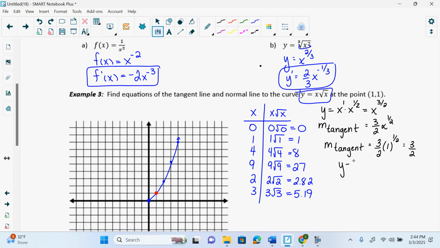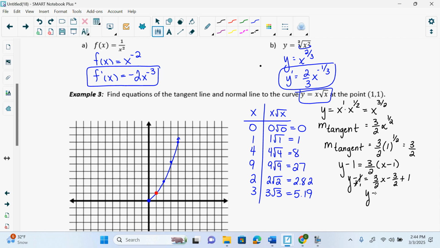y minus y1 equals m times x minus x1. What is m? m is 3 over 2, and x1 is 1. So I'm going to get y minus 1 equals 3 over 2 x minus 3 over 2. The reason I'm putting it in this form is that I need to graph it, so I want it in y equals mx plus b. Add 1.